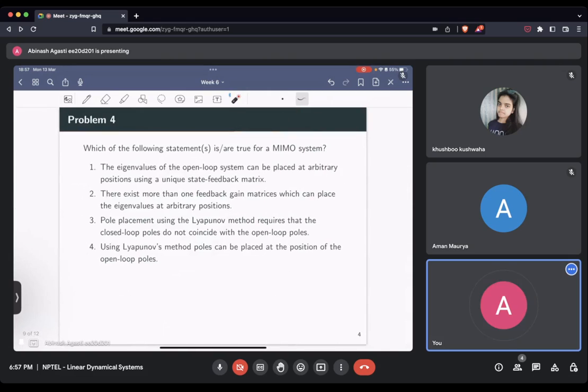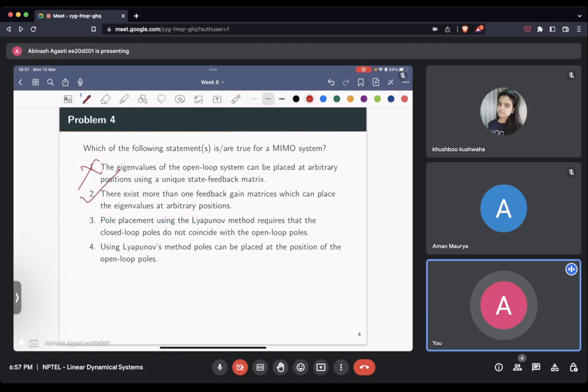So this is verified: the statement that eigenvalues of the open loop system can be placed at arbitrary positions using a unique state feedback matrix is a wrong presupposition. Let's check the second one. There exists more than one feedback gain matrix which can place the eigenvalues at arbitrary positions. This is what we verified just now.